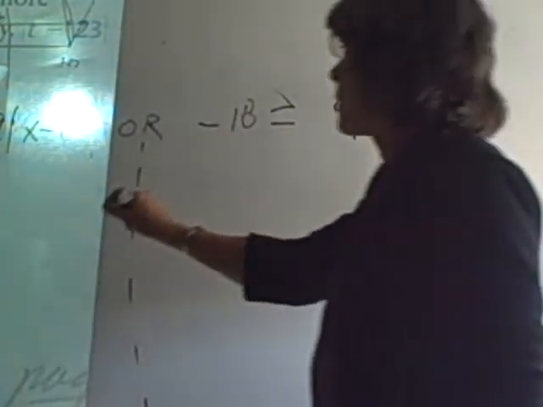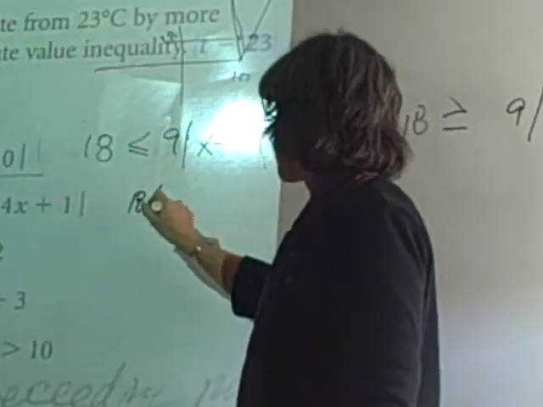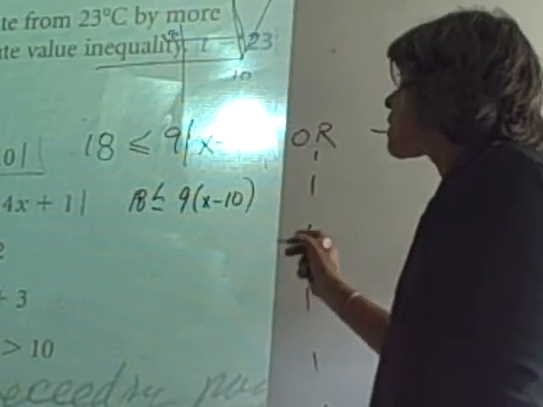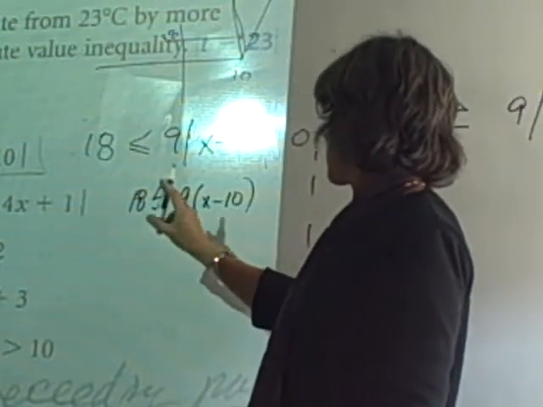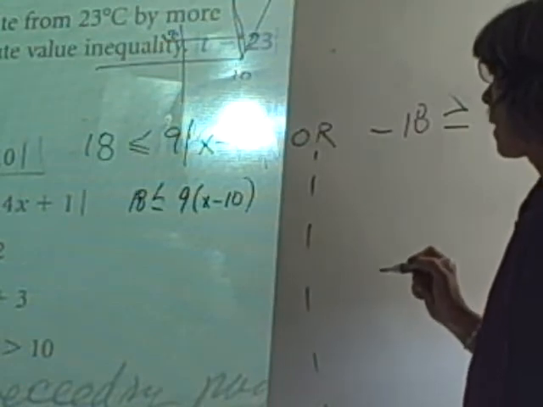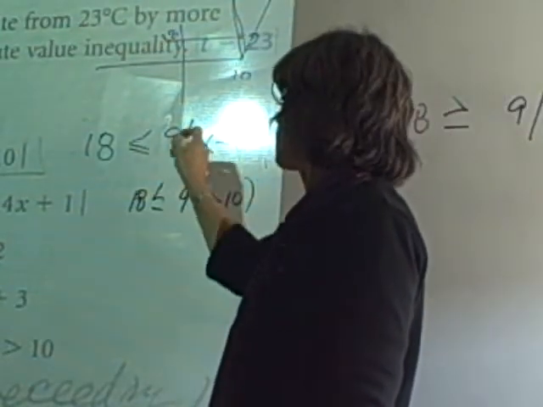So let's just look at this. I'm solving this as 18 is going to be greater than or equal to 9 times the absolute value of x minus 10. Hold on a second, don't you have to isolate the absolute value? Yes, I did. I need to get rid of this 9 first.